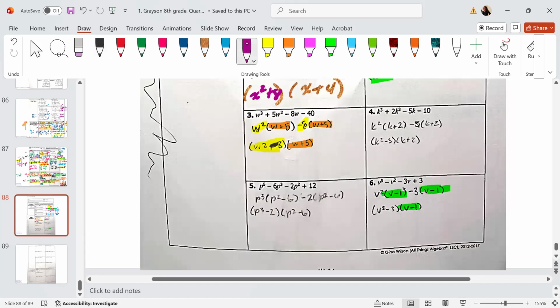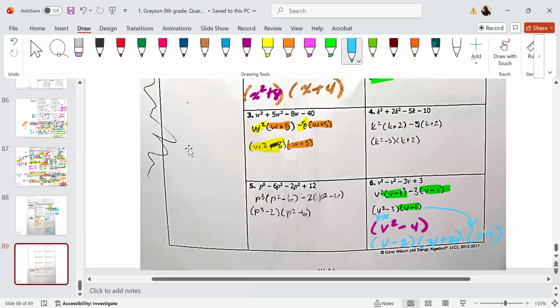Awesome. Now, the only other thing is if you have like a v squared minus 4 instead of like a 3, for example, right? You could do v minus 2, v plus 2 one more time. And then you put that, the other one's v minus 1 right there. Does that make sense? You just have to factor one more time. Does that make sense? Yeah? Okay. All right, that looks good.